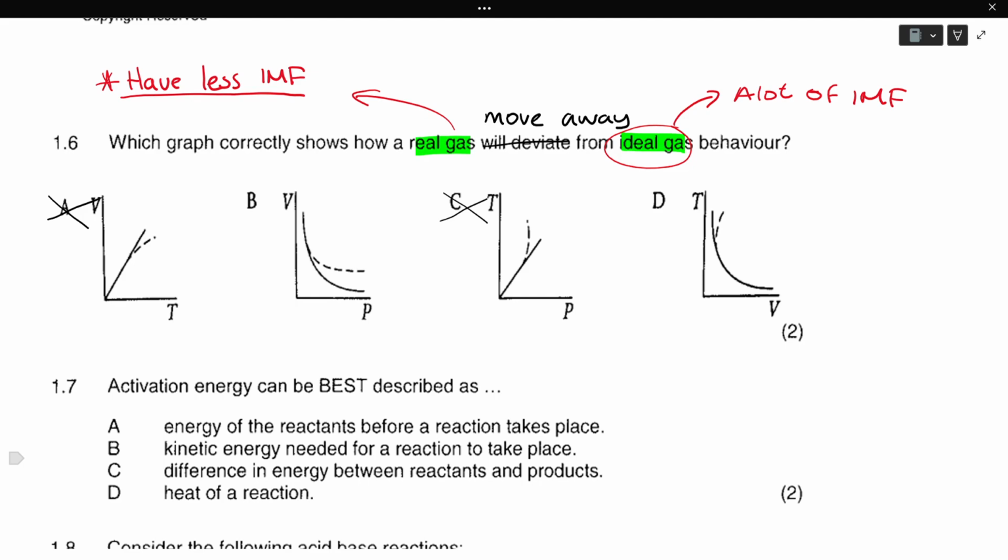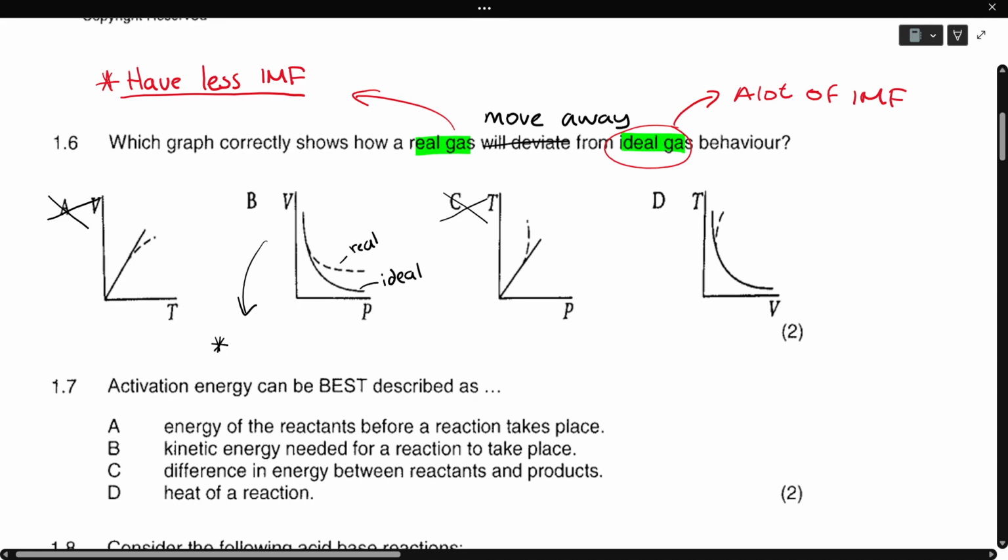Okay, so let's think about it. Let's look at what is the difference here firstly. Graph B is showing us a case. So remember again that this is our real gas, this is the ideal gas. So here what's happening in your volume relationship is that it deviates when the volume is basically higher.